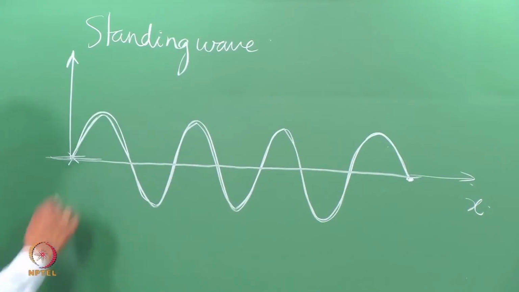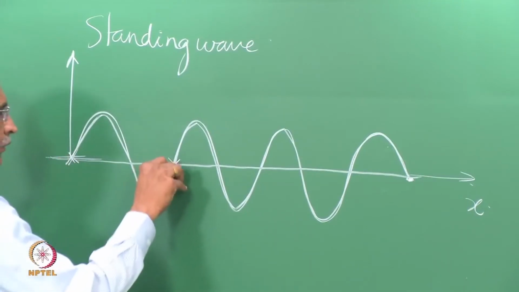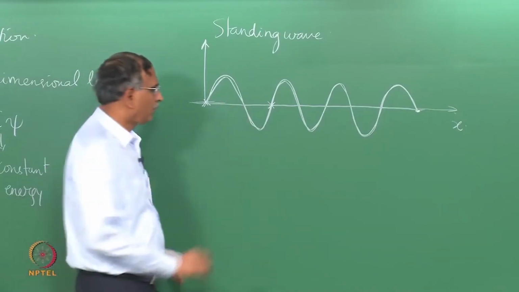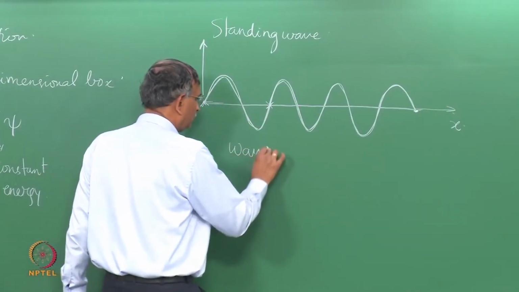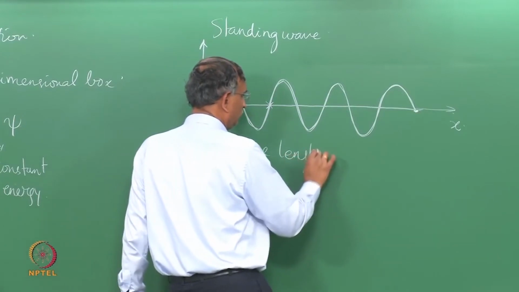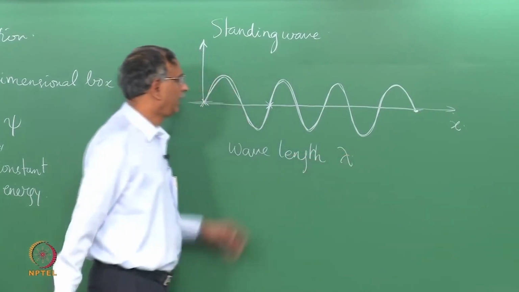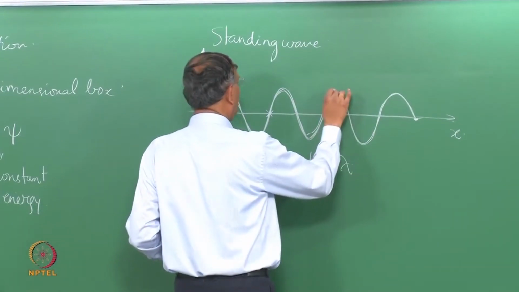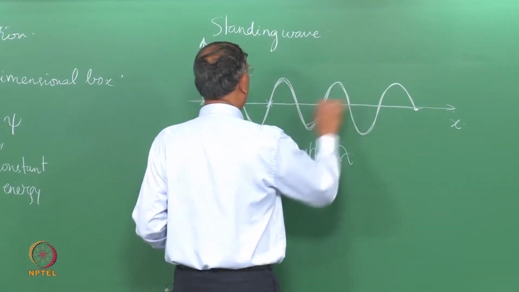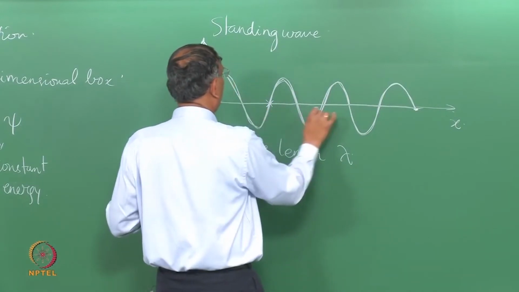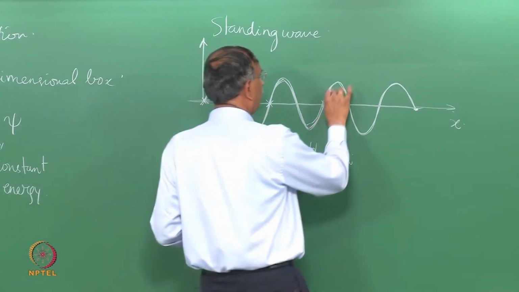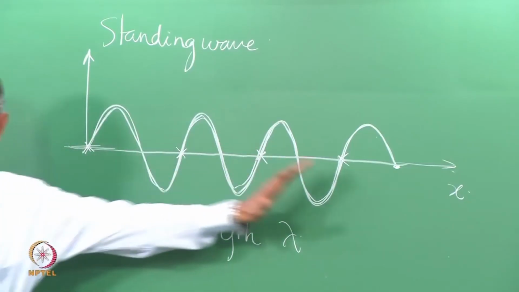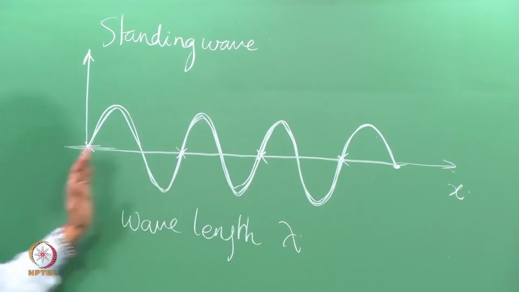Obviously, for this wave, the length of the repeating unit is called the wavelength, lambda. And here we have 1, 2, this is 1 and this is 2, and then you have 3 and 3.5. It has to be either exactly half a wavelength or a full wavelength for this to be a standing wave.